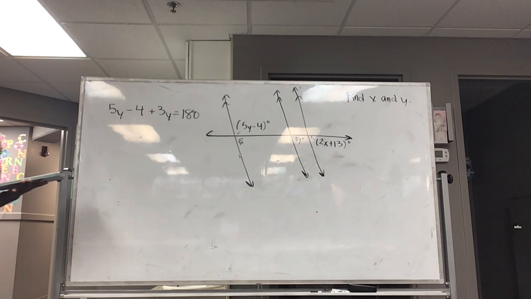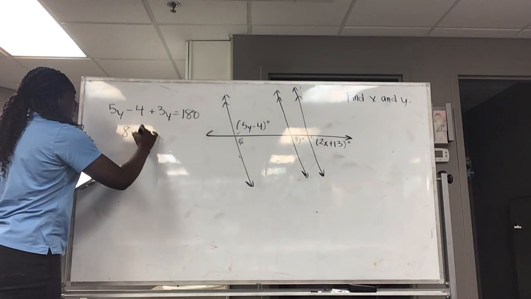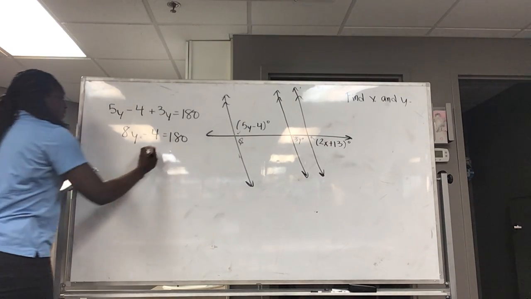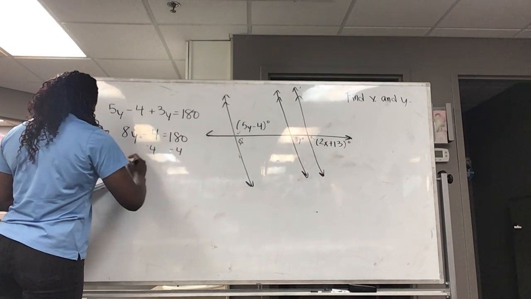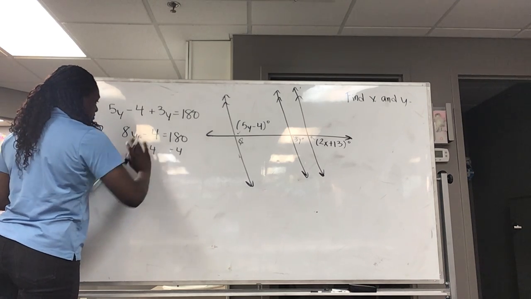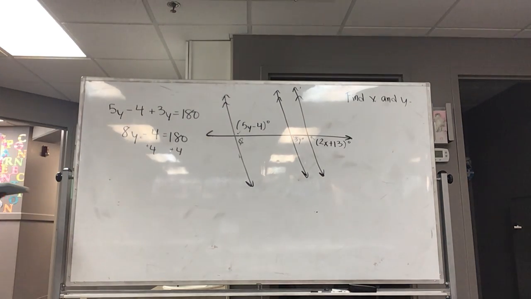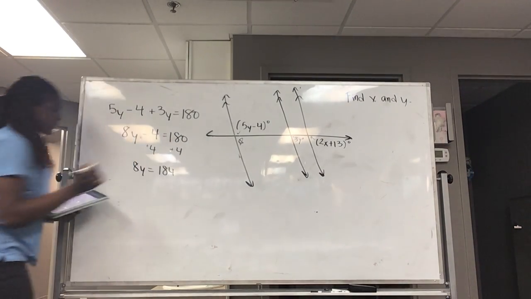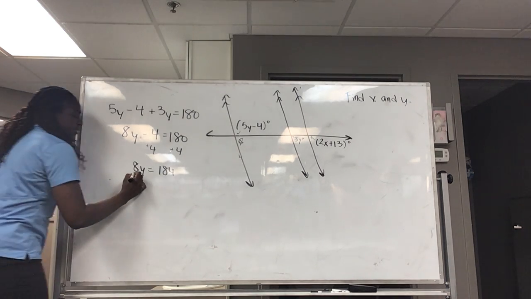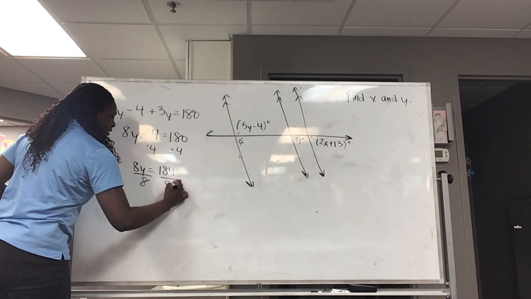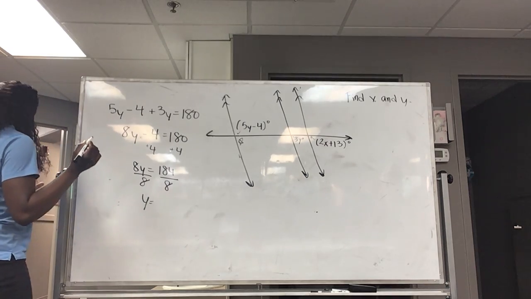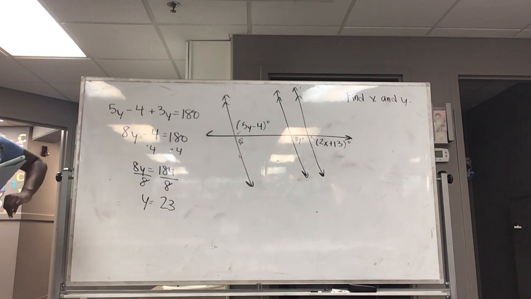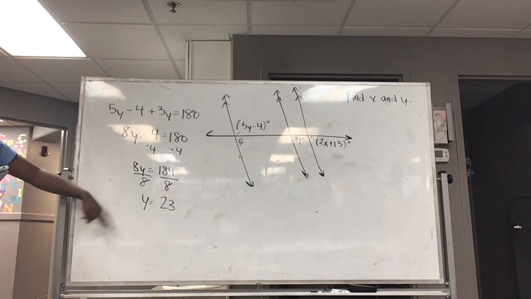And then we're going to combine like terms to solve for y. So 8y minus 4 equals 180. And then I'll subtract 4 on both sides. So, oh, sorry, not subtract. I need to add 4. Okay, add 4 on both sides. And then 8y is equal to 184. To get y alone, I'll divide by 8. And then for y, you should get 23. You guys agree? Yeah. Okay, so we found y is 23.